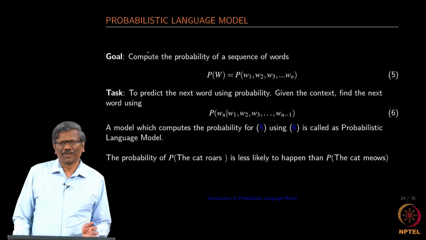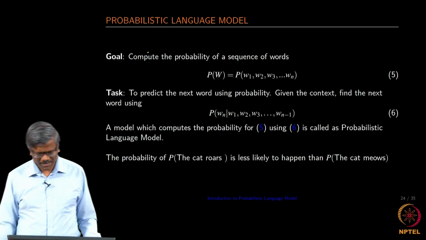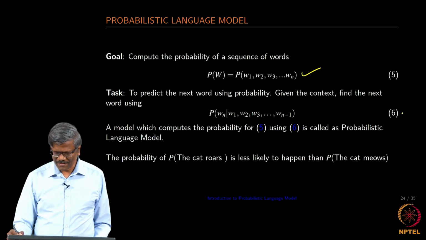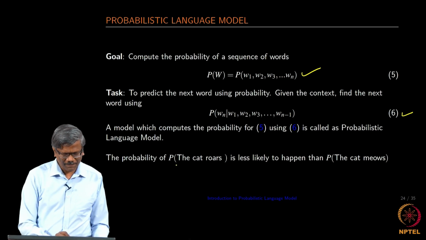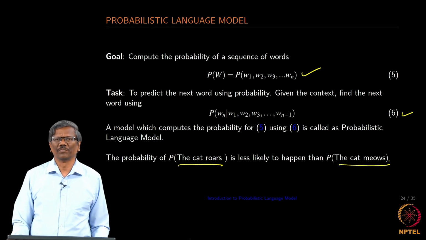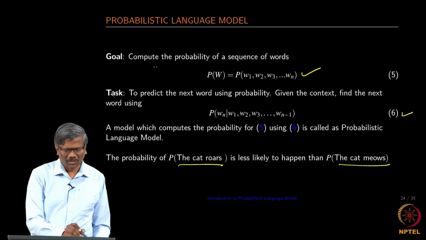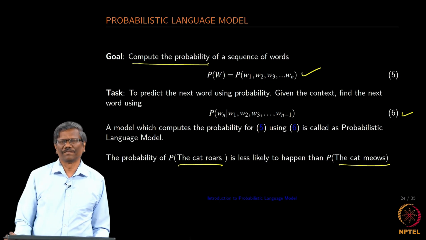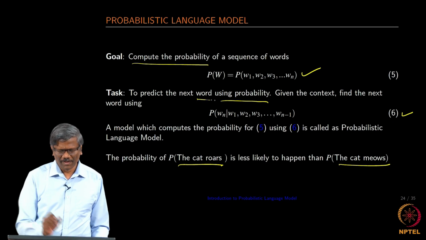So let us move on to the definition here. A model which computes the probability for this equation is called the probabilistic model. A simple example would be that the probability of "the cat roars" is less likely than "the cat meows". So a language model is one which tries to compute the probability of a sequence of words using the word probability.